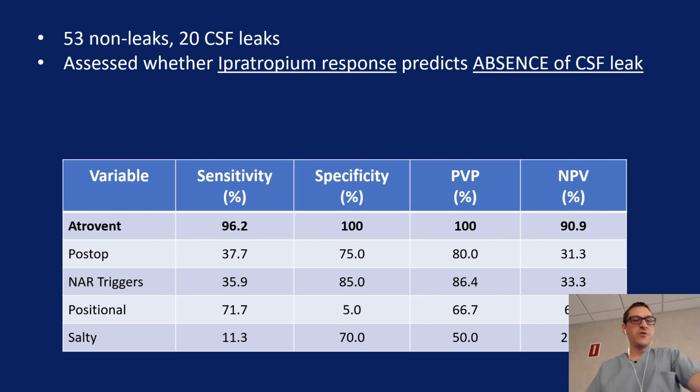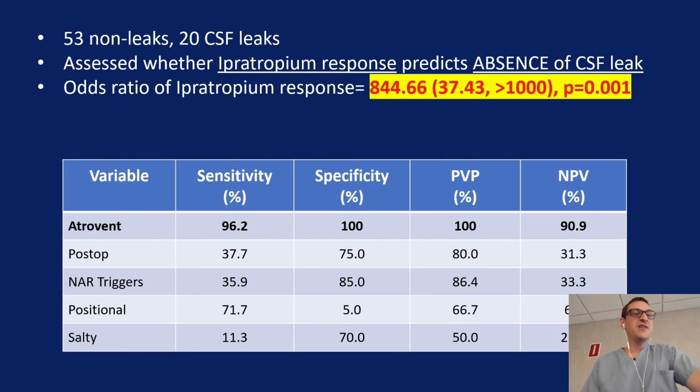So here are our results. I won't go through all of it, just the ipratropium response, because it was the only one that was significant. Interestingly, you see similar sensitivity and specificity to beta 2 transferrin and a lot of these tests. And the specificity and positive predictive value is 100%. The odds ratio is the largest I've ever seen: ipratropium response is 844. If they responded to Atrovent, they don't have a CSF leak, because none of the people that had CSF leaks responded to Atrovent.